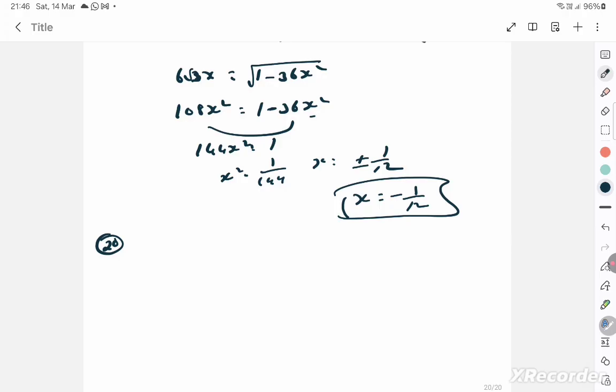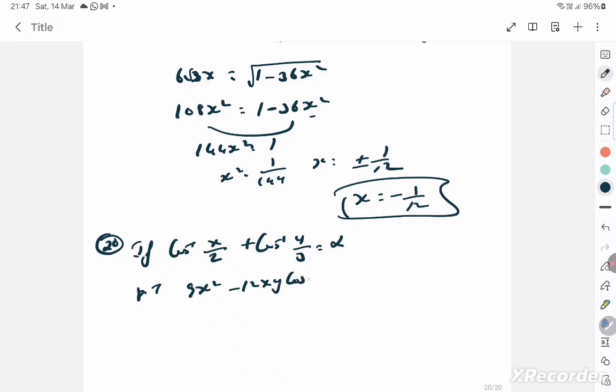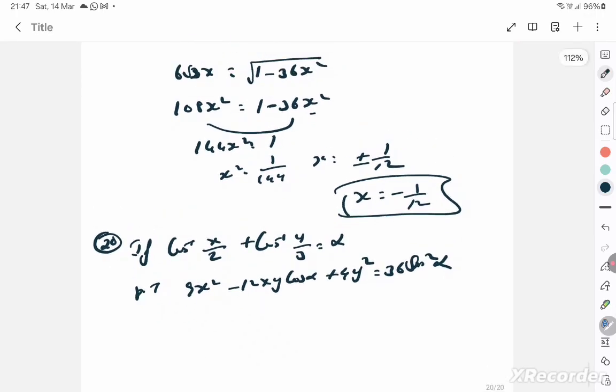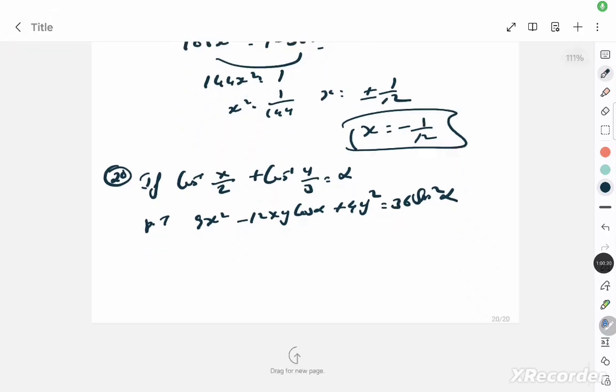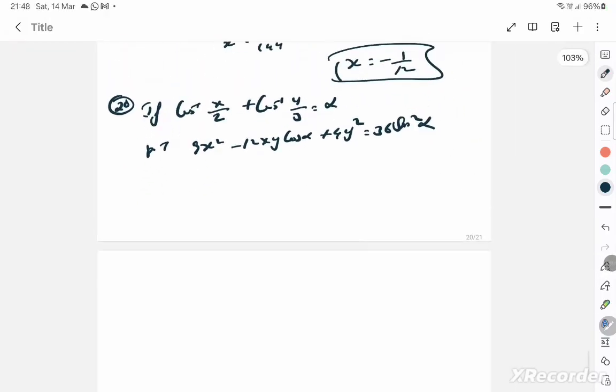Okay, 20th question. If cos inverse of x by 2 plus cos inverse of y by 3 is equal to alpha, prove that 9x square minus 12xy cos alpha plus 4y square is equal to 36 into sine square alpha. So that's the question. This is something that I have not taught you in the class. I have to teach you this.